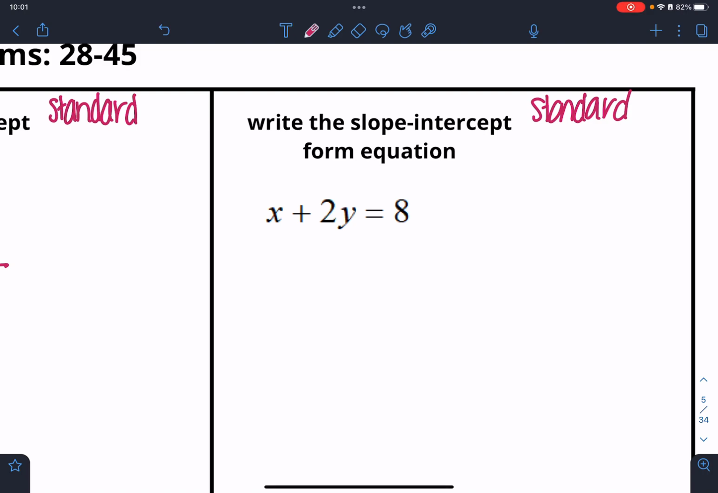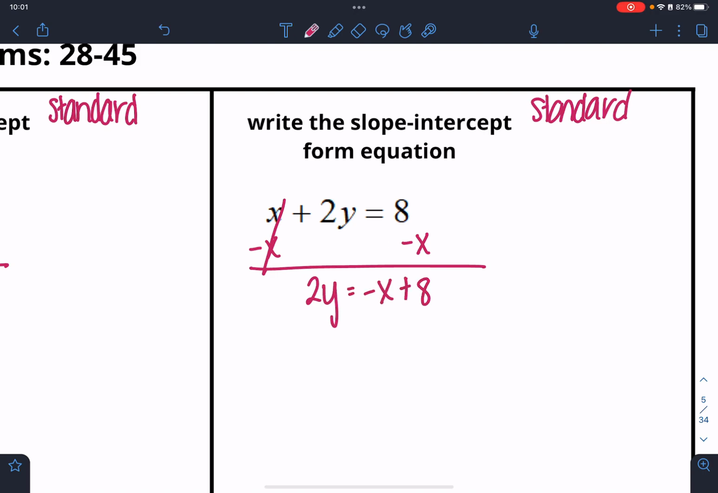So same process. We want to subtract the x first. So we're going to do -x, -x. So that's going to cancel. So I'm left with 2y equals, and we want to write the -x first, and the 8 is positive, so we're going to write +8. Okay, so again, I'm just kind of flipping the order so that way it's exactly how I want.